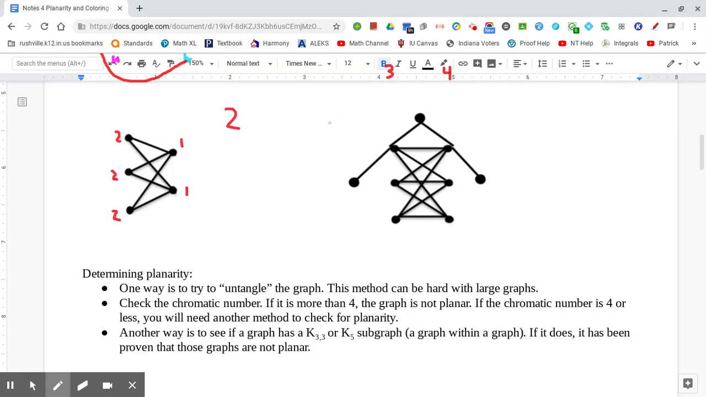All right, so a chromatic number of 2, unfortunately, doesn't tell me anything about the graph being planar or not. It could be, it might not be, we don't know. So we're just going to have to try to untangle the graph. So what I'm going to do is try to make my 5 vertices, and I don't have to keep them where they are. I'm going to see if I can.